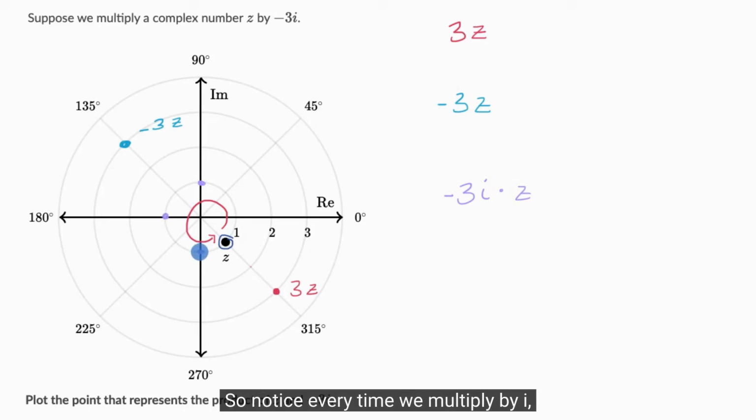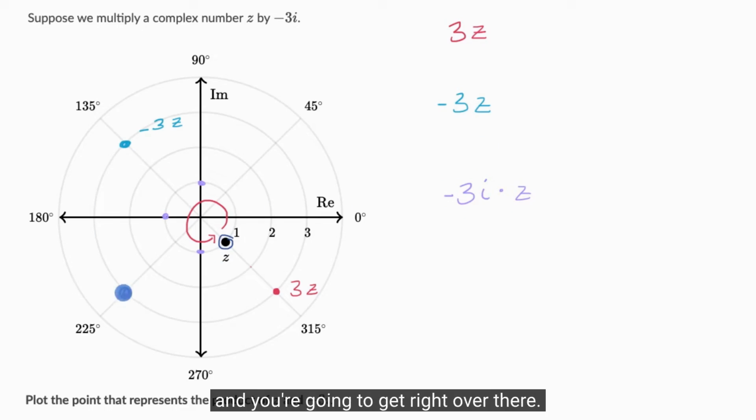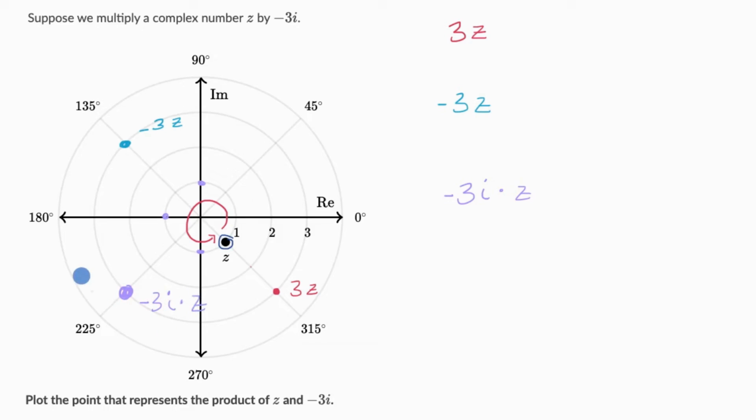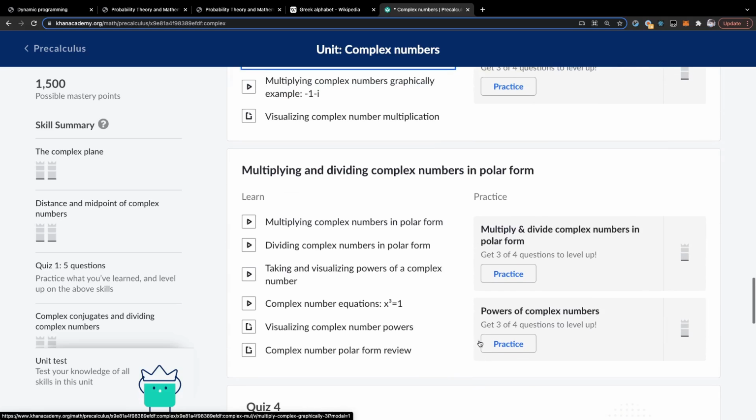So notice, every time we multiply by i, we are rotating by 90 degrees. So over here, if we take negative 3z and multiply it by i, you're just going to rotate 90 degrees, and you're going to get right over there. So this is negative 3i times z, which is exactly what we were looking for. Okay, this is what it told us: if we multiply a number by i, then on the graph, it means rotating the point by 90 degrees. All right, let's get into the next one.